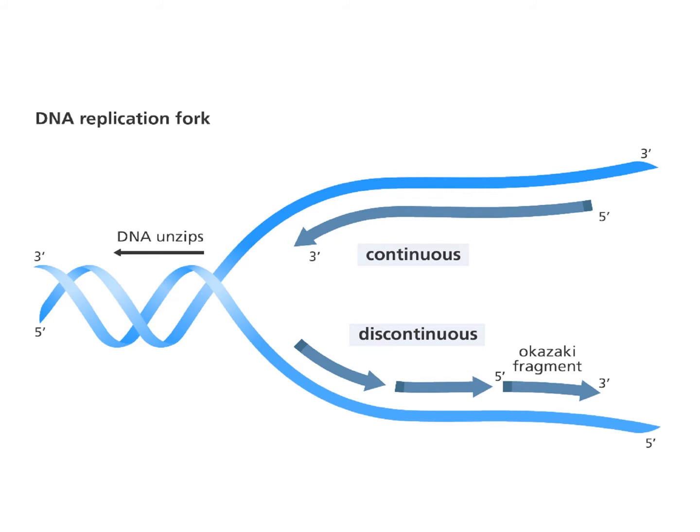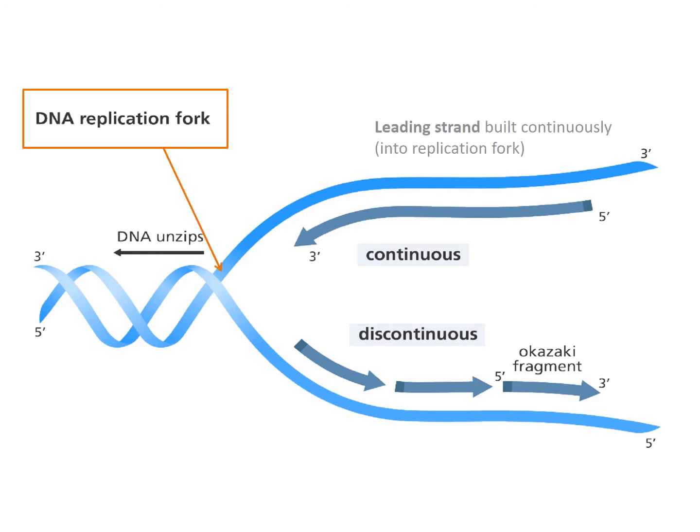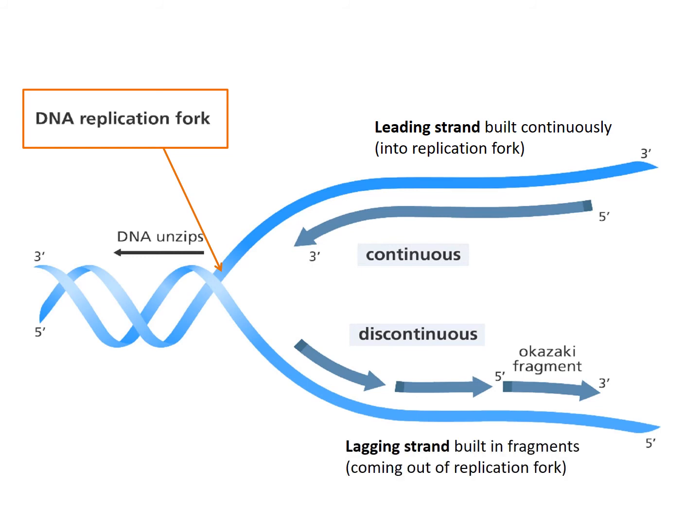So let's look at this in more detail. Here we have our replication fork. Here we have our leading strand. That's the continuous new strand being built into the replication fork, and these discontinuous Okazaki fragments together form the lagging strand, which is being built in fragments coming out of the replication fork.